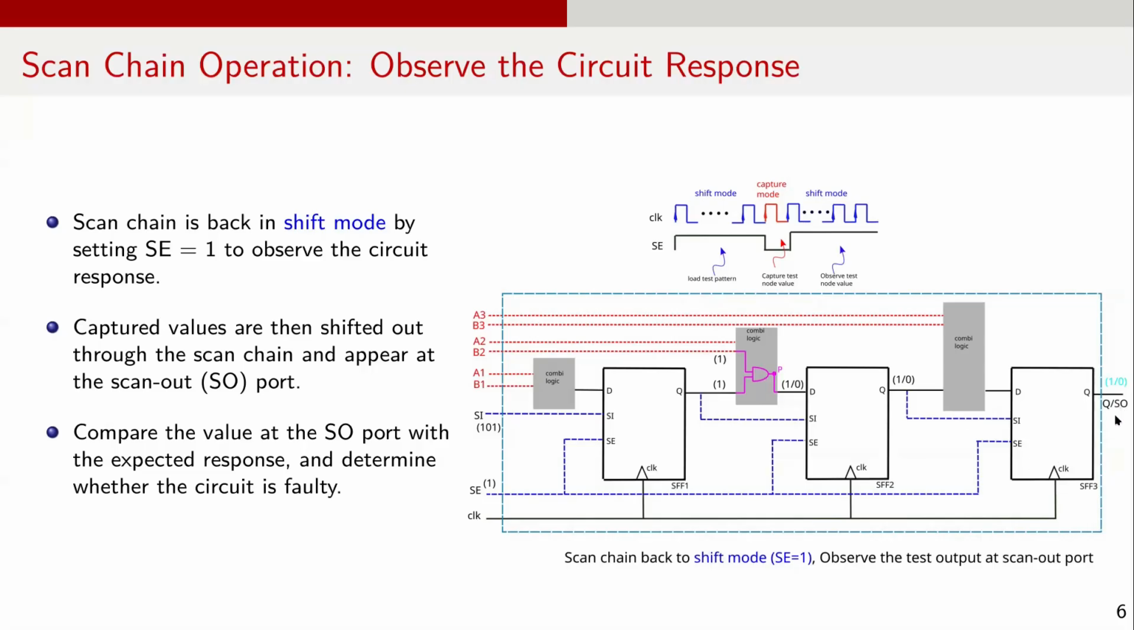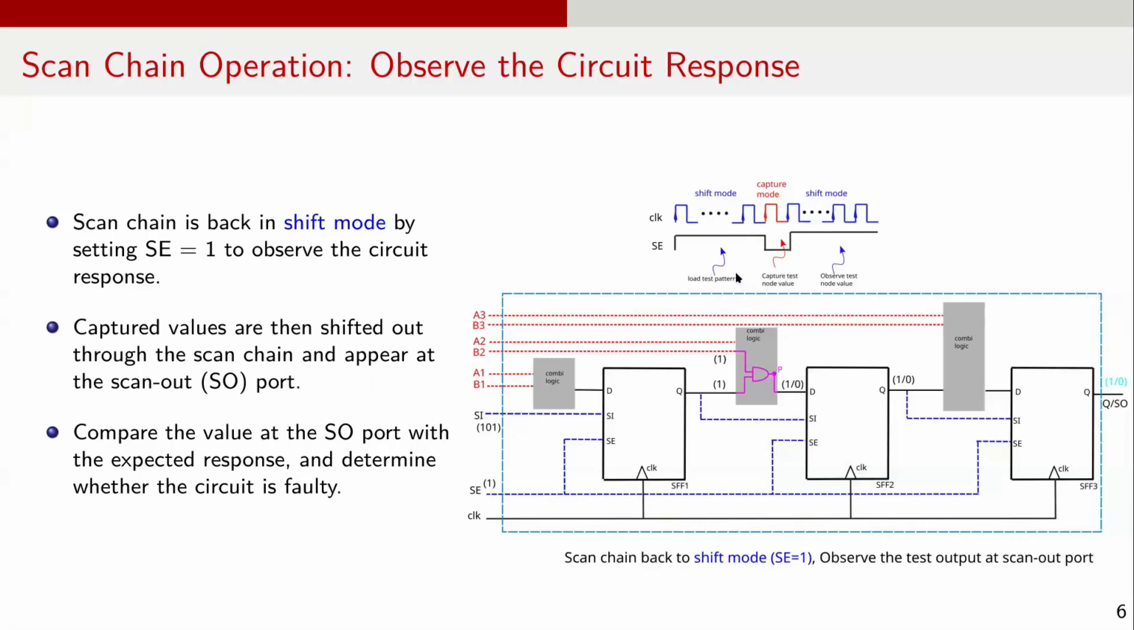By observing the value at the SO port and comparing it with the expected response, we can determine whether the circuit is faulty or not. In this example, receiving a 0 instead of an expected 1 indicates the presence of a stuck-at fault at the tested node P in the combinational logic block.